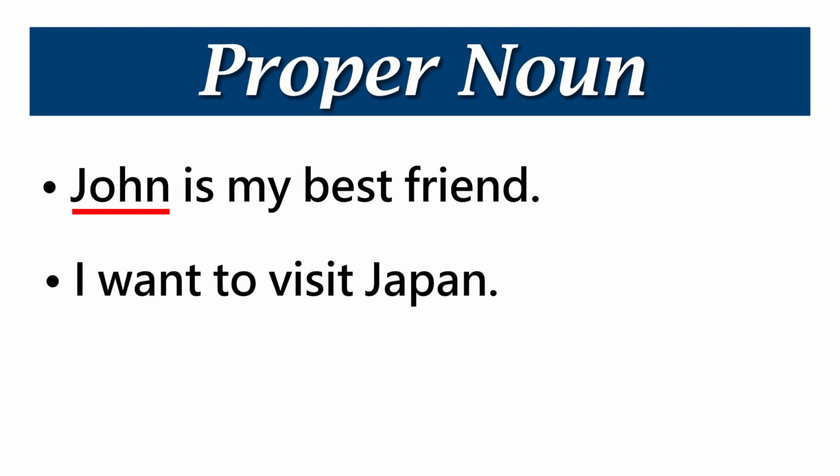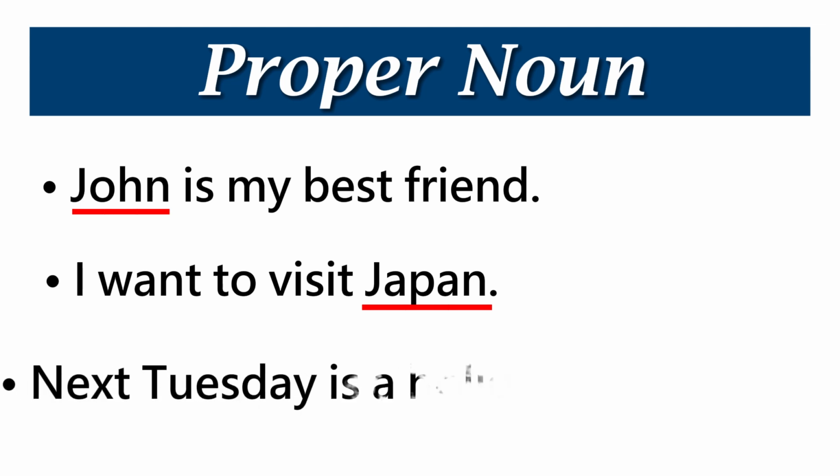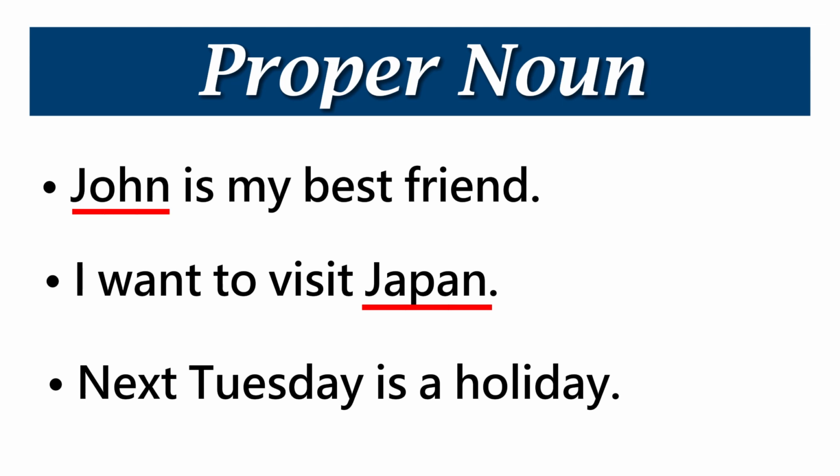I want to visit Japan. In this sentence, the proper noun is Japan because it is a specific name of a country, a place. Next Tuesday is a holiday. In this sentence, the proper noun is Tuesday because it is the specific name of a day of the week.